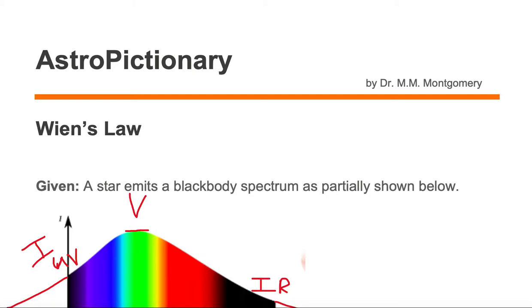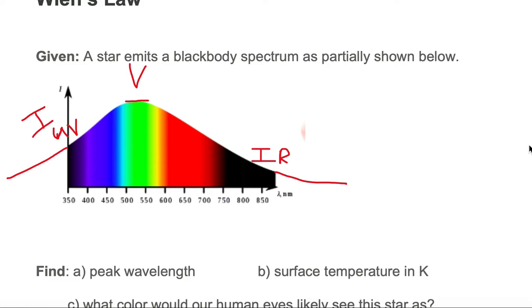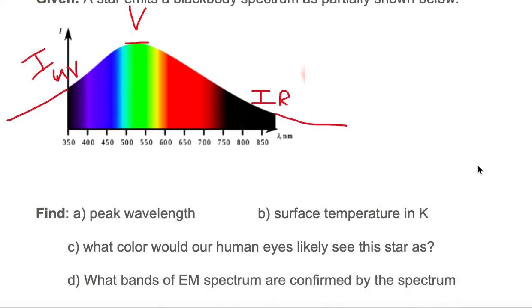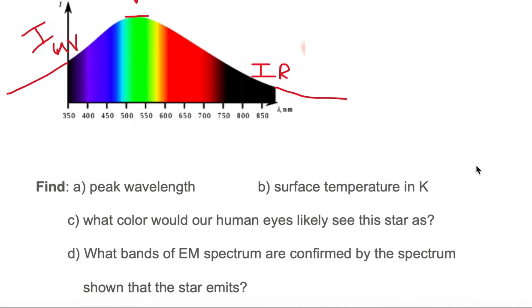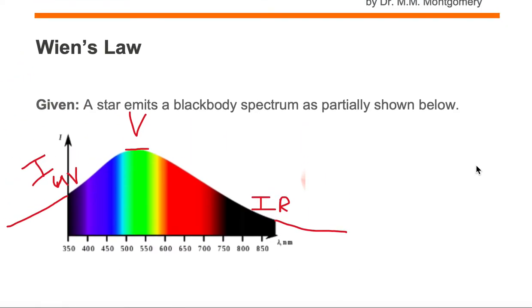In this video, we're going to go through Wien's Law, otherwise known as Wien's displacement law. Given a star emits a black body spectrum as partially shown below, find A, the peak wavelength, B, the surface temperature in Kelvin, C, what color would our human eyes likely see the star as, and D, what bands of the electromagnetic spectrum are confirmed by the spectrum shown that the star emits. Let's take a look at this.